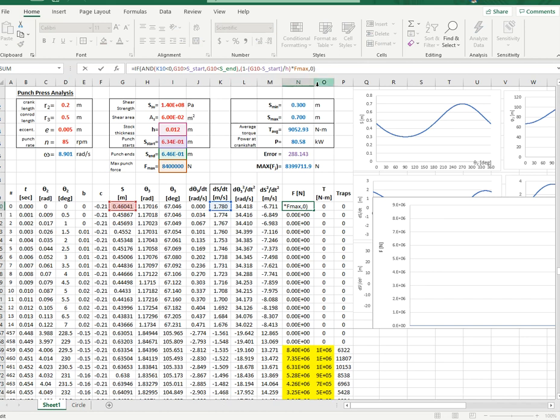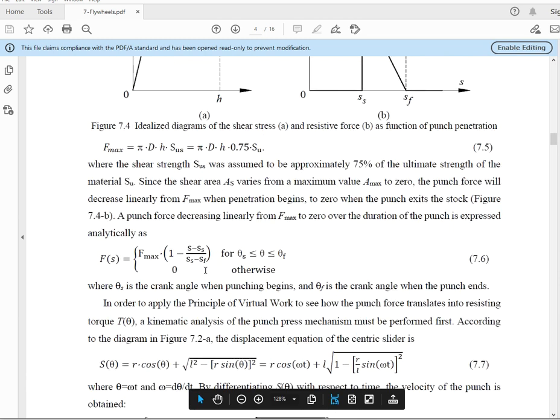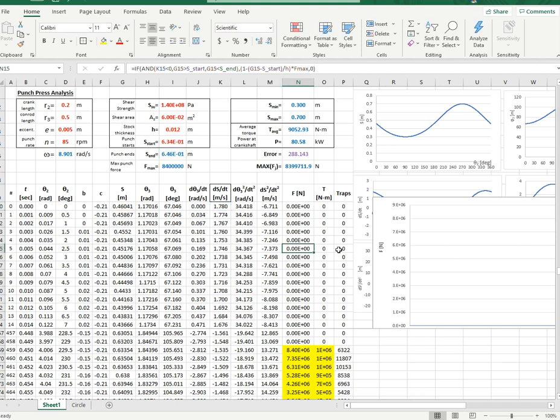If I zoom from here, it will stay the same, so no effect. But essentially, I'm using an if function from Excel, and as you can see here it is: if the punch is moving down, that is ds over dt is less than 0, and s is greater than start of punch and less than end of punch as the current value, then I have that linear equation like this one, and if not, it's 0.